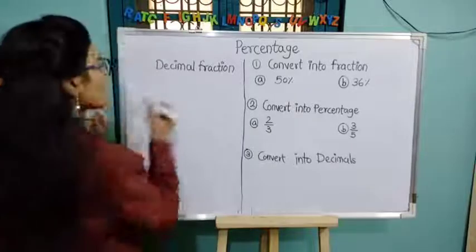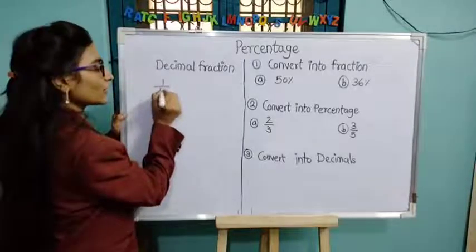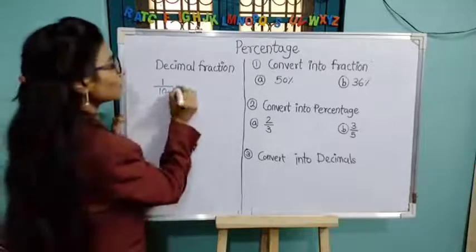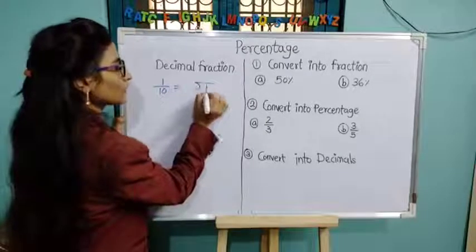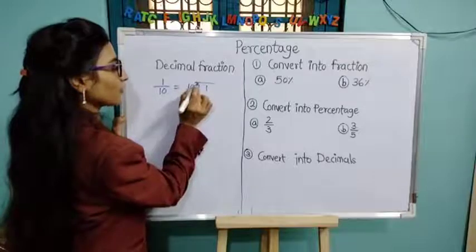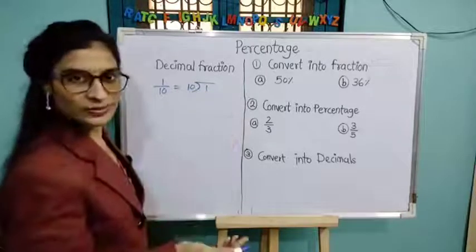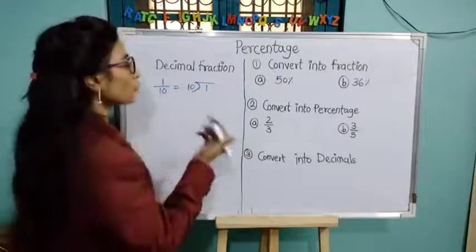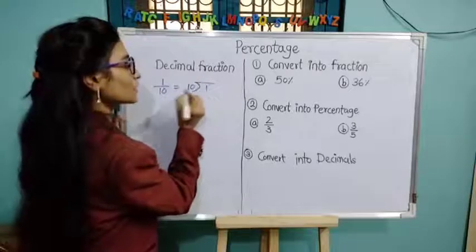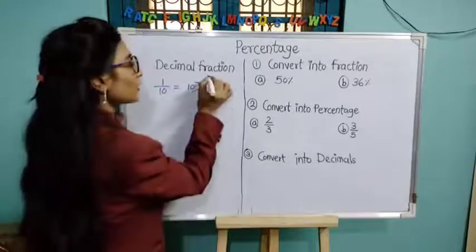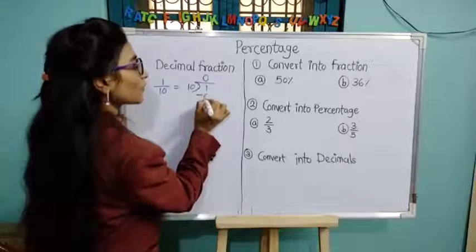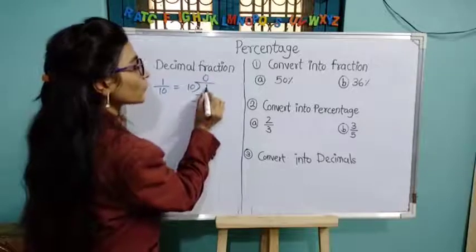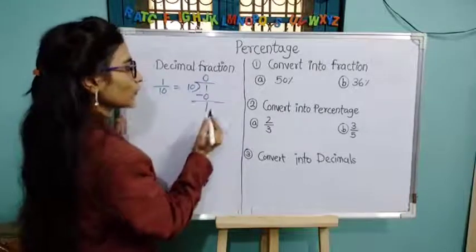Suppose 1 is given to you, and 1 is divided by 10. What is meant by that? We write this 1 as the dividend and 10 as the divisor. But it is not possible because 1 is less than 10. We cannot divide 1 by 10, so in that case we put 0 here and subtract 0 from 1. So 1 minus 0 is equal to 1.